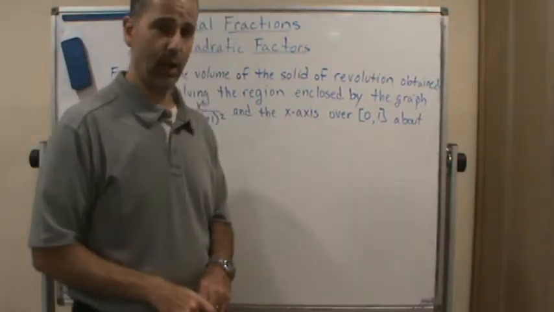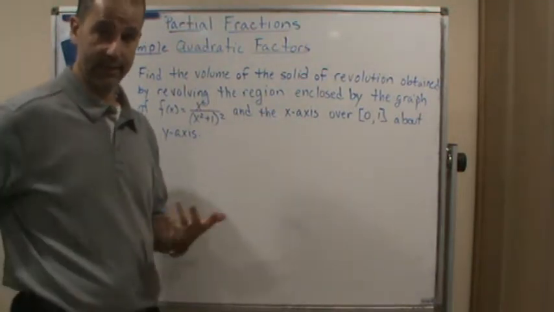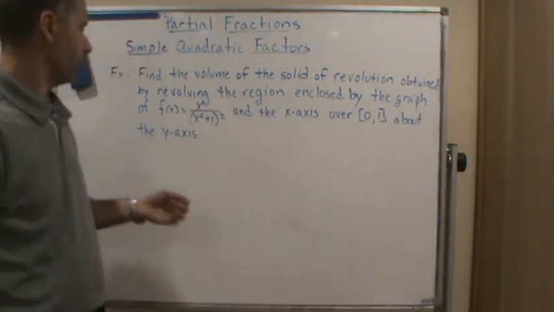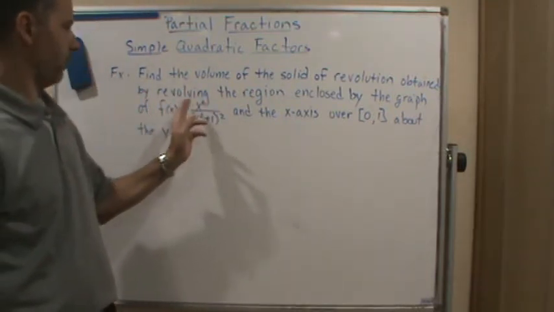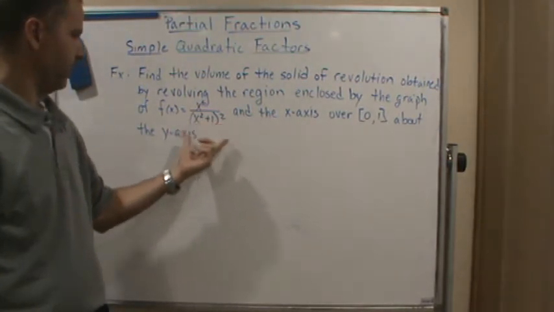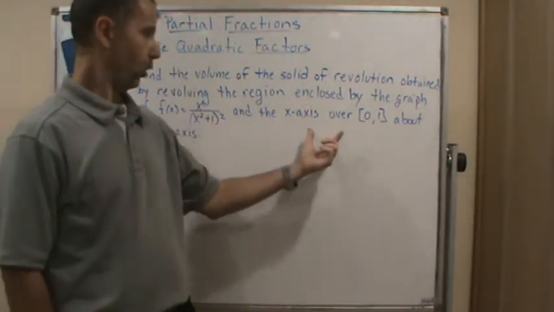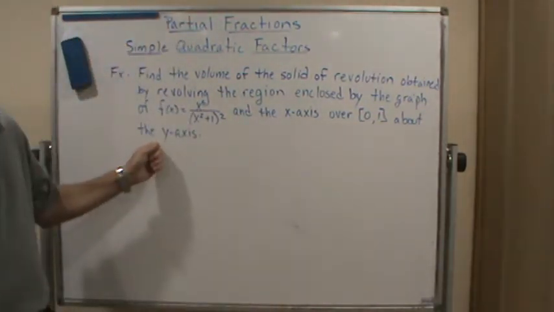Okay, so welcome. And now in this example, we're going to do an example of finding a solid of revolution. Okay, so in this example, it says find the volume of the solid of revolution obtained by revolving the region enclosed by the graph of f of x, which is given here, and the x-axis over the interval from 0 to 1, and we're going to rotate it about the y-axis.